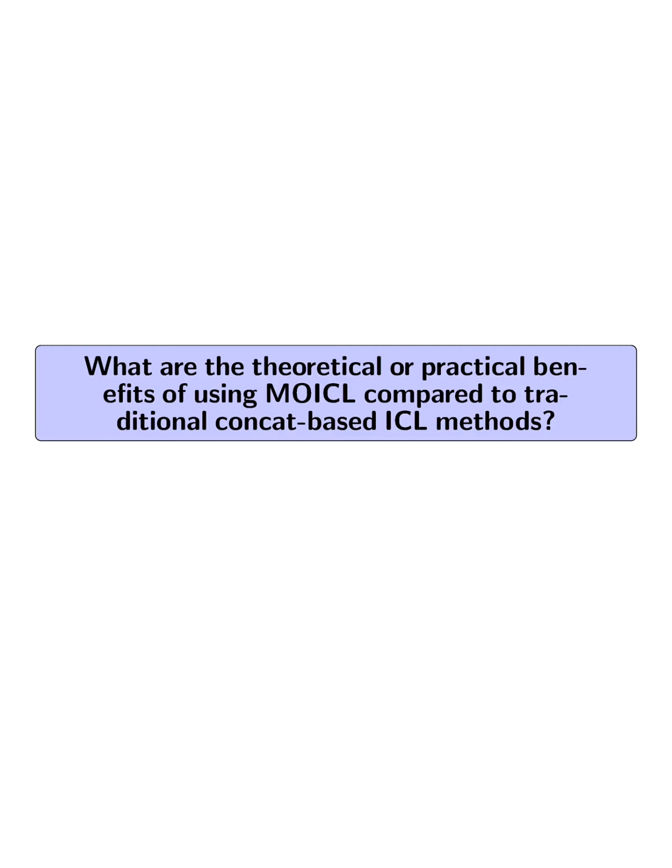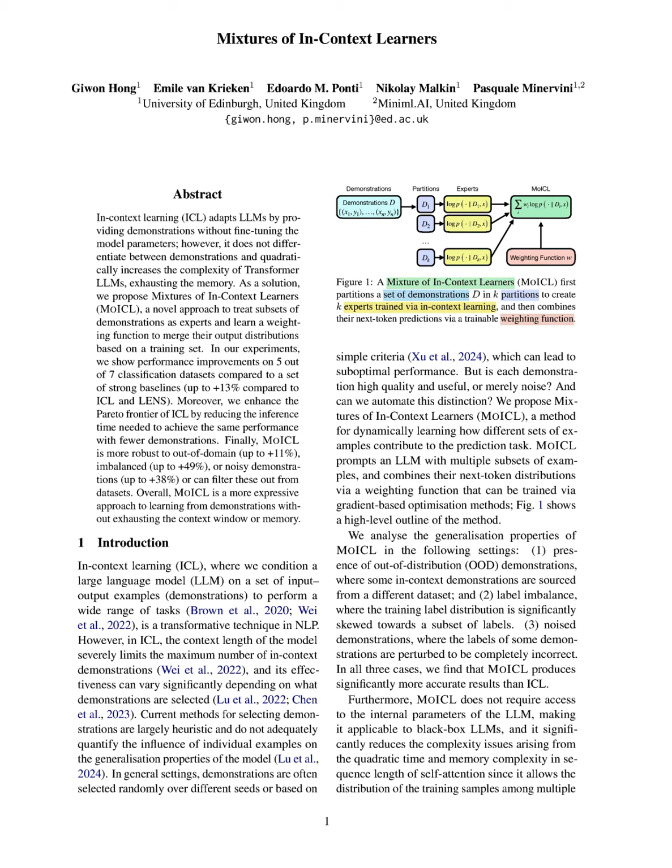What are the theoretical or practical benefits of using MoICL compared to traditional concat-based ICL methods? The mixtures of in-context learners (MoICL) method offers several theoretical and practical benefits over traditional concat-based ICL methods. Firstly, MoICL dynamically assigns weights to subsets of demonstrations, allowing it to identify and leverage both helpful and unhelpful examples, which enhances generalization and performance, particularly in the presence of out-of-distribution demonstrations and label imbalances.